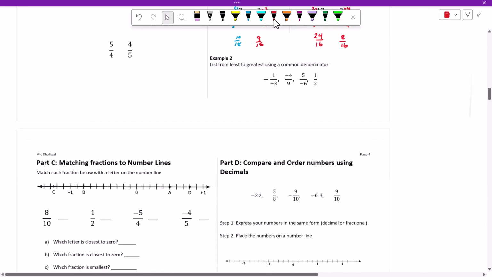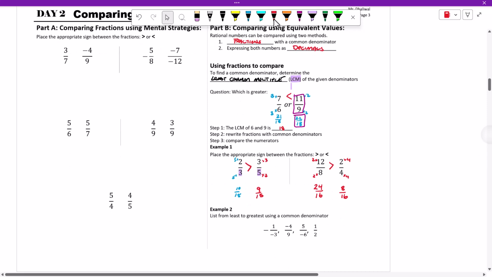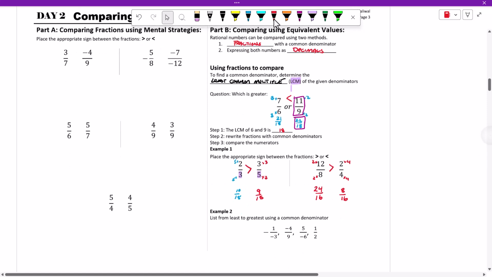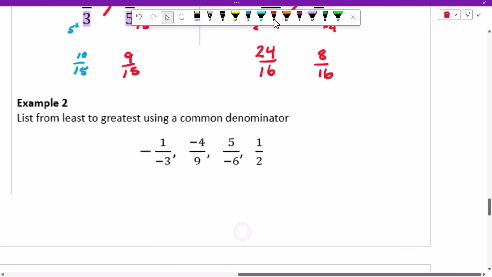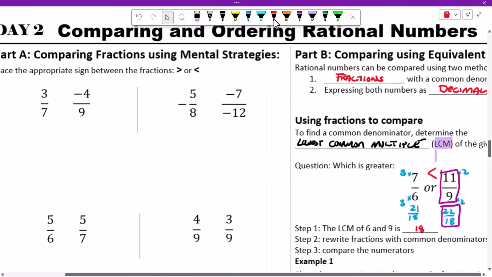I think, should we do one more? I want to see how much time we have. Okay. Let's skip this and go over here.